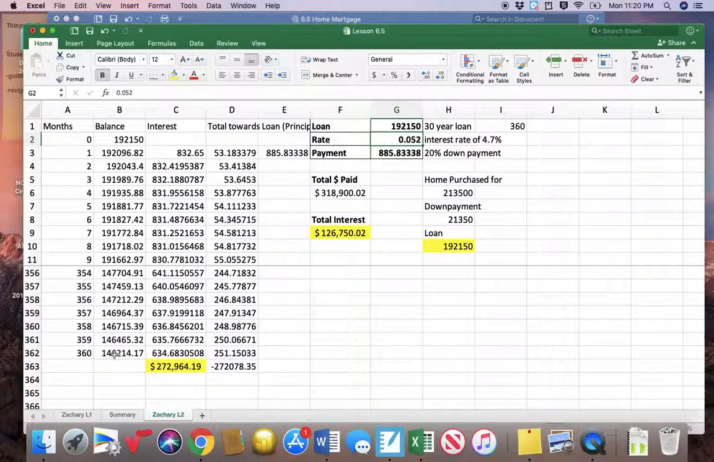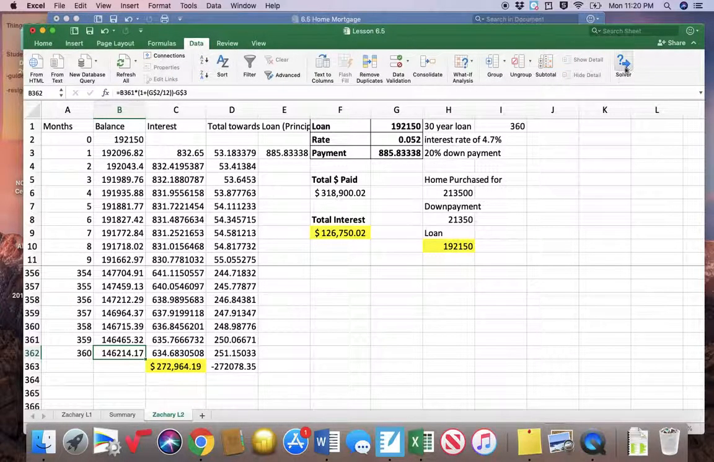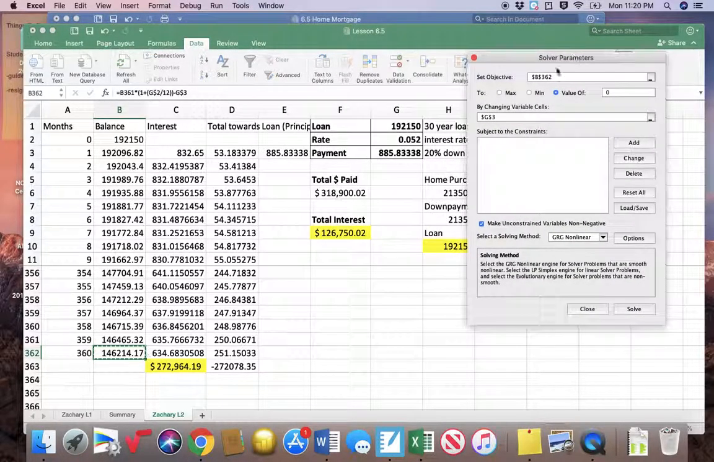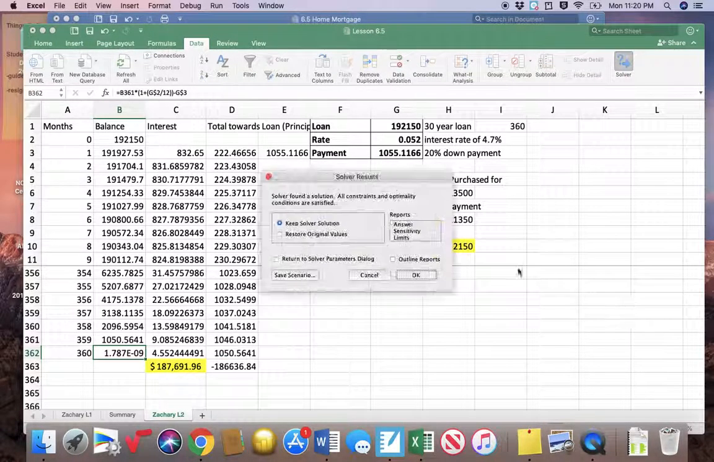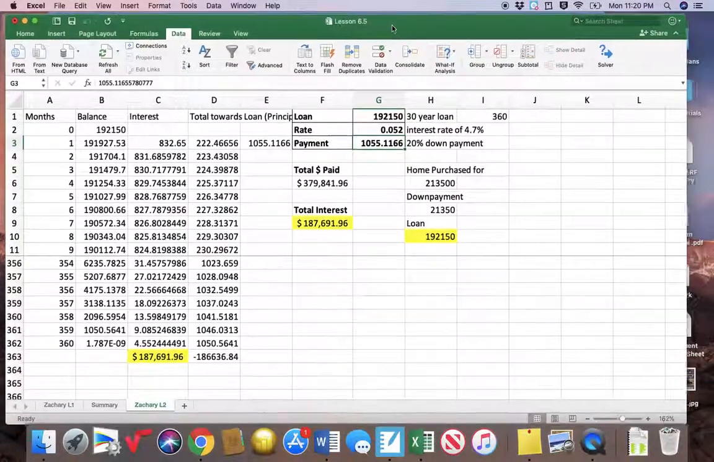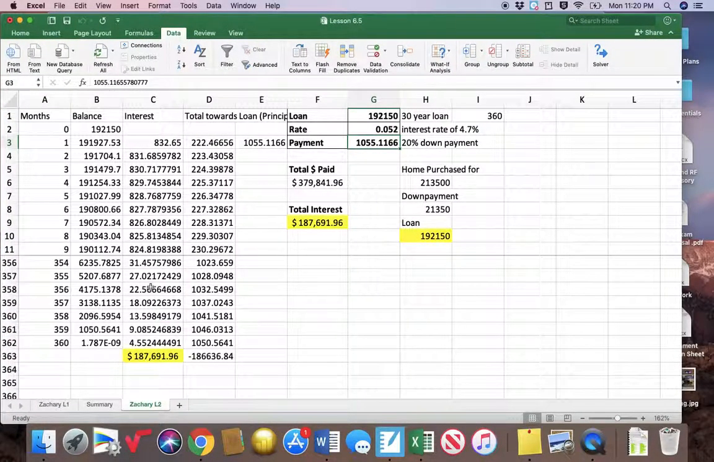All right, so now you'll see here that this is no longer zero. This $885 is not going to cut it. I'm going to have to pay more. So I'm going to have to use solver. And it looks like all of these are going to be the same, so I'm just going to be able to hit solve. And notice that payment goes up. And since I already had the sheet built based on this 30-year loan, my total dollars paid changed, my total interest changed. Notice it's more. You can see here these numbers changed in the interest column. The amount towards the loan changed. So all of that is good.